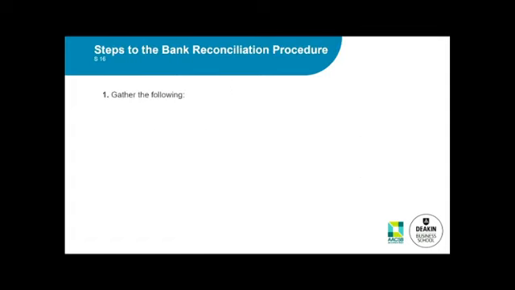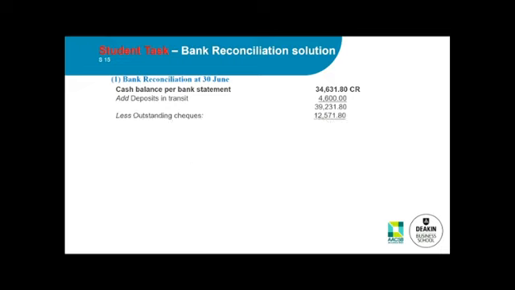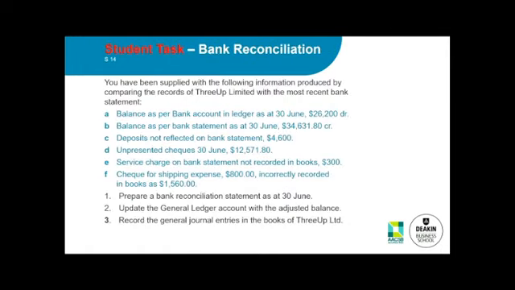So now let's have a look at the steps in the reconciliation process. We've done it right now, right? But this was an easy question in the sense that if I go back to the actual question, the information was given to you. Opening balance given to you, the closing balance given to you for the bank statement. The closing balance according to your cash at bank ledger account has been given to you. Deposits not reflected, unpresented checks, everything has been given to you.